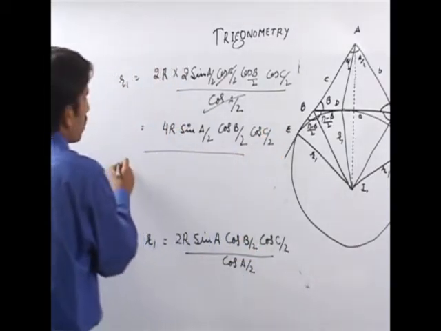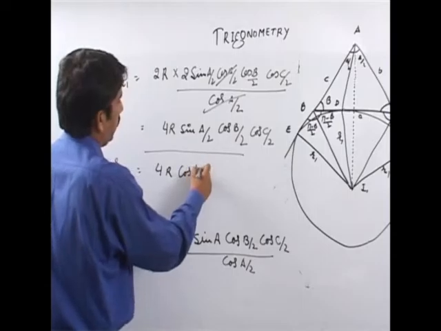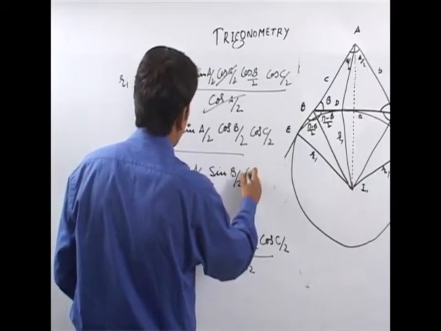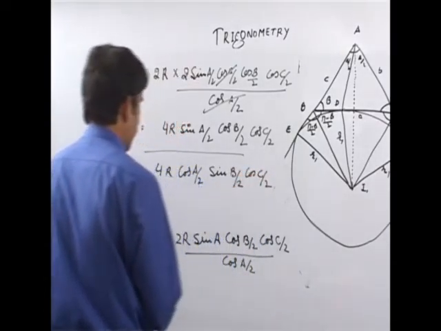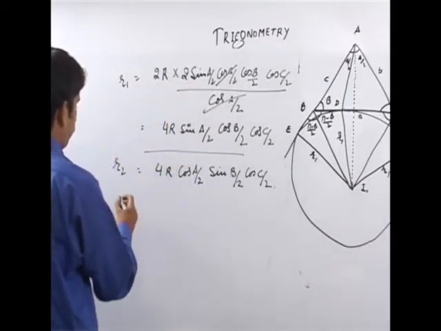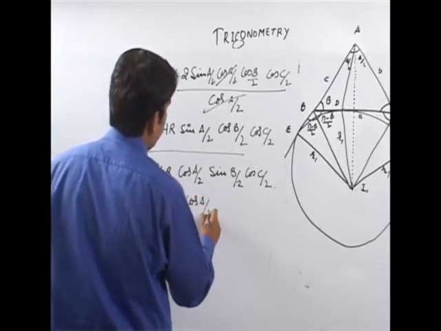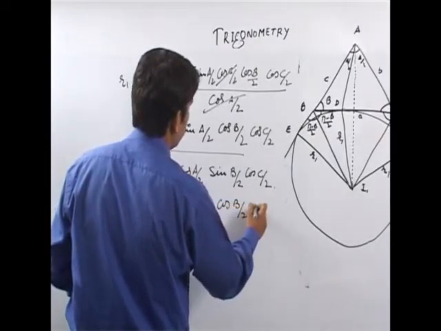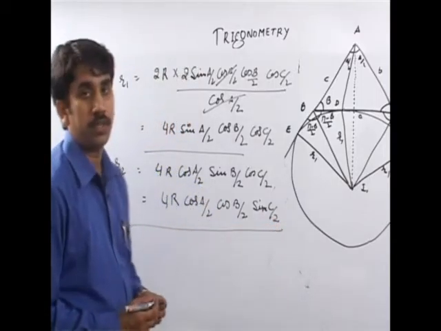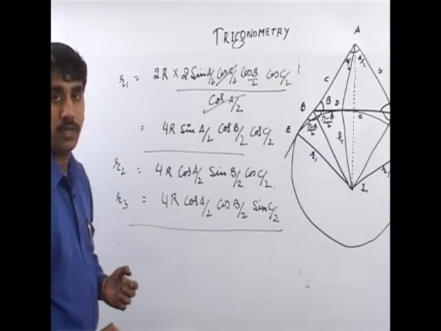Similarly, you can prove that R2 is equal to 4R cos of A by 2 sine of B by 2 cos of C by 2, and R3 is equal to 4R cos of A by 2 cos of B by 2 sine of C by 2. These were the relations between angles, circumradius and inradius.